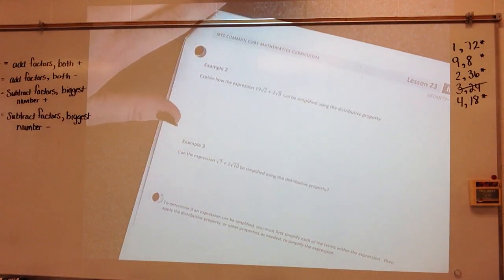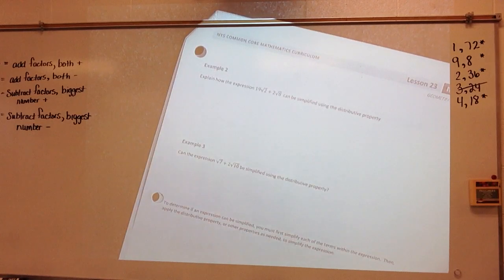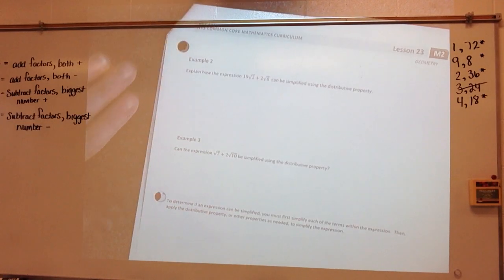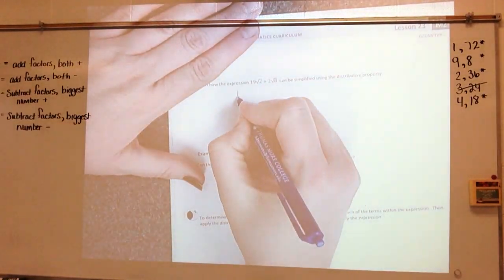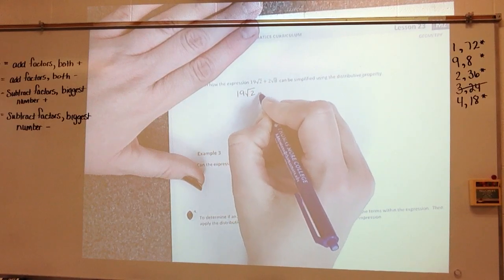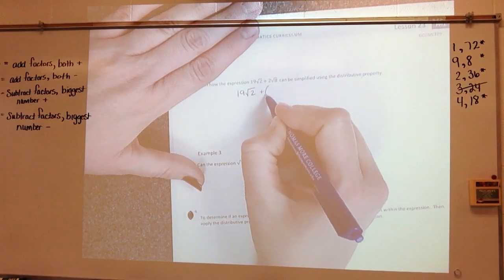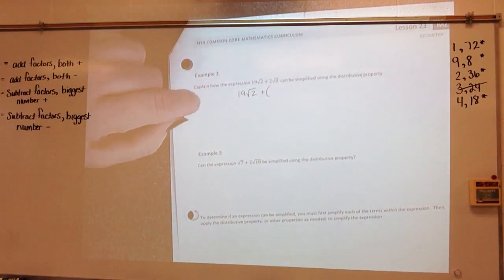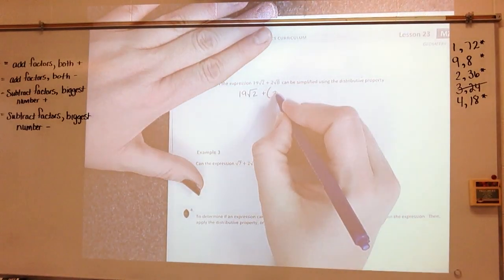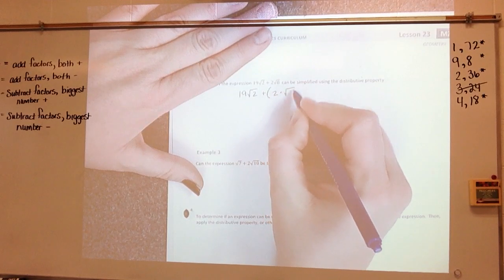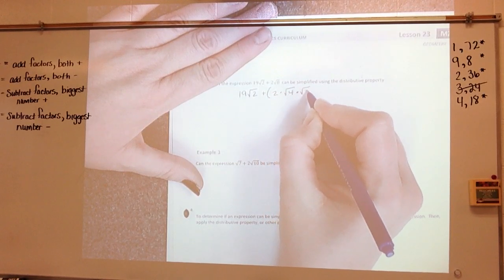Explain how the expression 19 square root of 2 plus 2 square root of 8 can be simplified using the distributive property. Well, we're going to rewrite. So we have 19 square root of 2, and I cannot rewrite that. The square root of 2 is as simple as I can go. But I can rewrite this as 2 times the square root of 4 times the square root of 2.